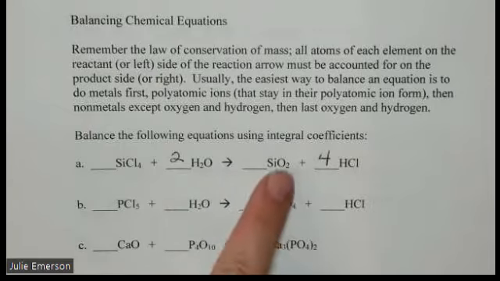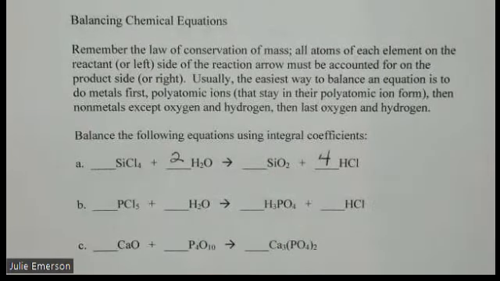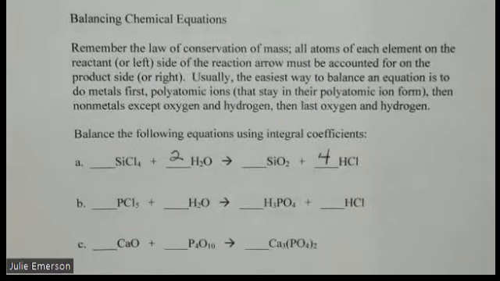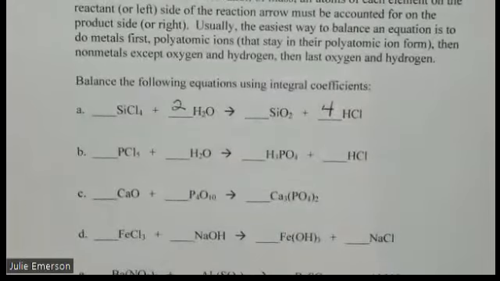2 oxygens matches the 2 oxygens in the silicon dioxide on the product side. So that is a balanced chemical equation. Then for the next one, I've got PCl5, another covalent compound. So we would name that as phosphorus pentachloride.